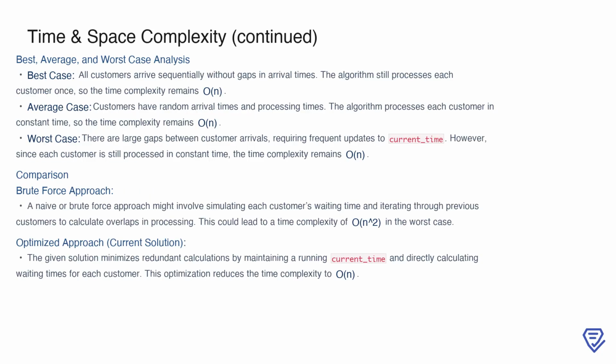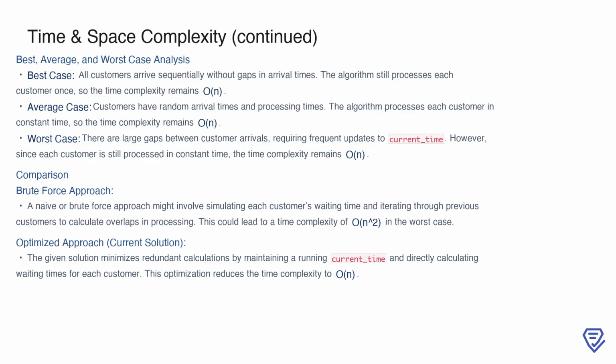The solution maintains its efficiency across all scenarios. In the best case, all customers arrive sequentially without any gaps in their arrival times. Here, the algorithm still processes each customer once, giving it a time complexity of O(n).